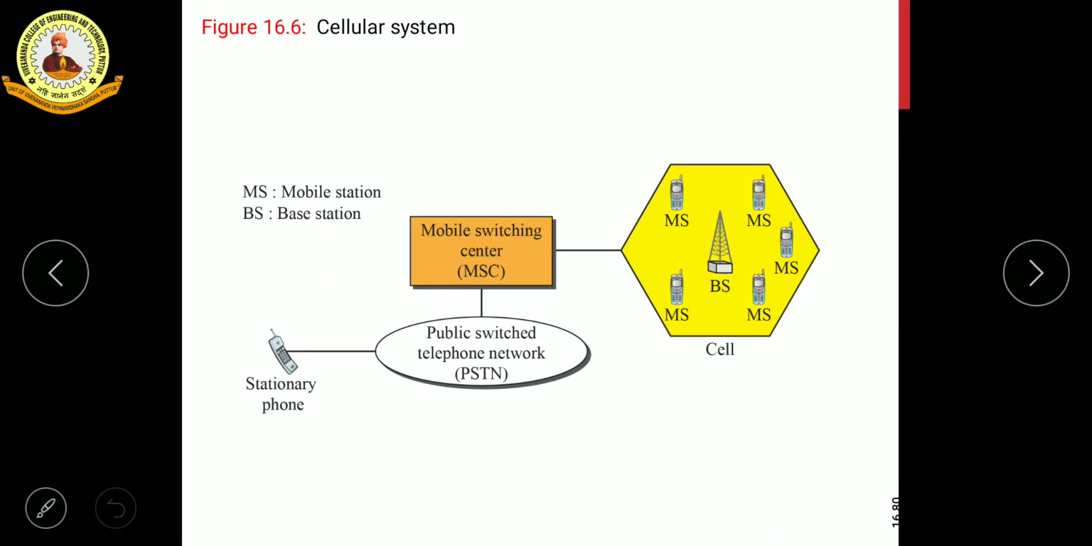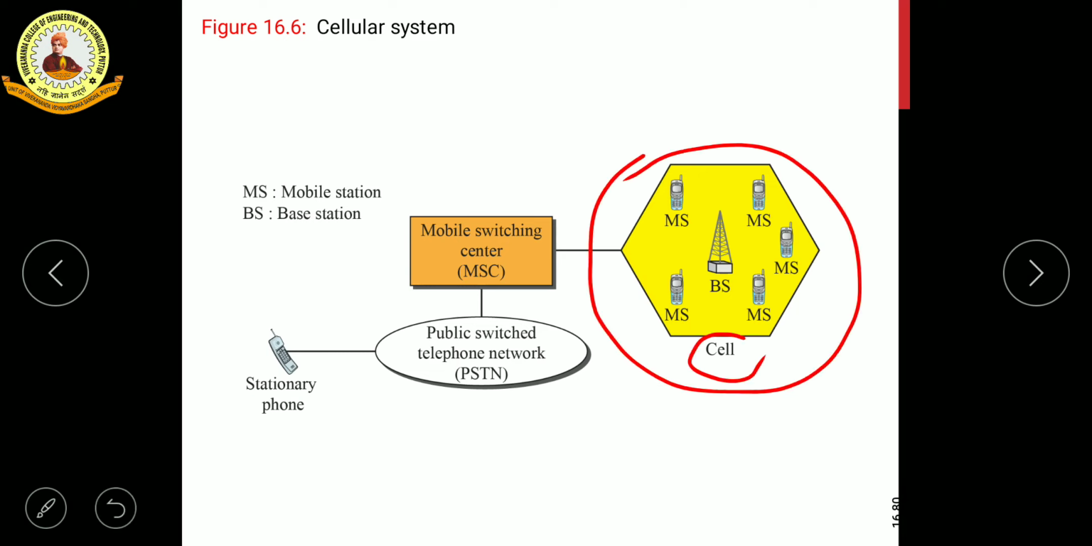So this is a picture of a cellular system. Here we will see how the things are connected. You can see here, this is a cell. Cell is of which shape? Hexagonal shape. Why it is hexagonal, we'll discuss shortly. Then each cellular area may have many mobile stations.